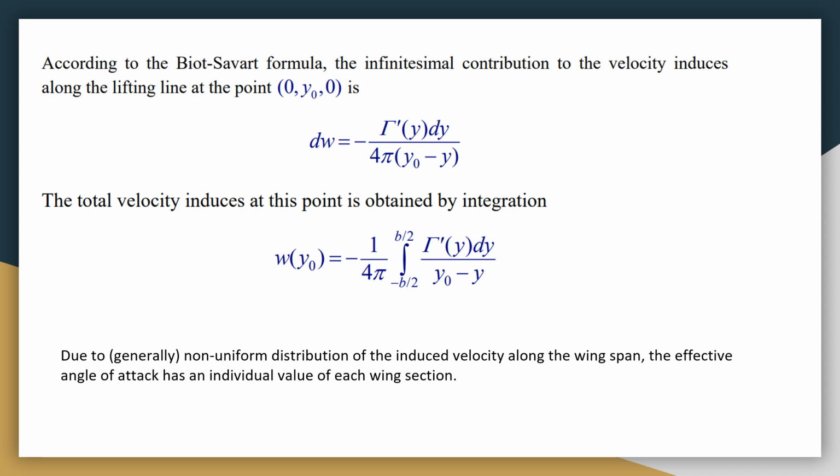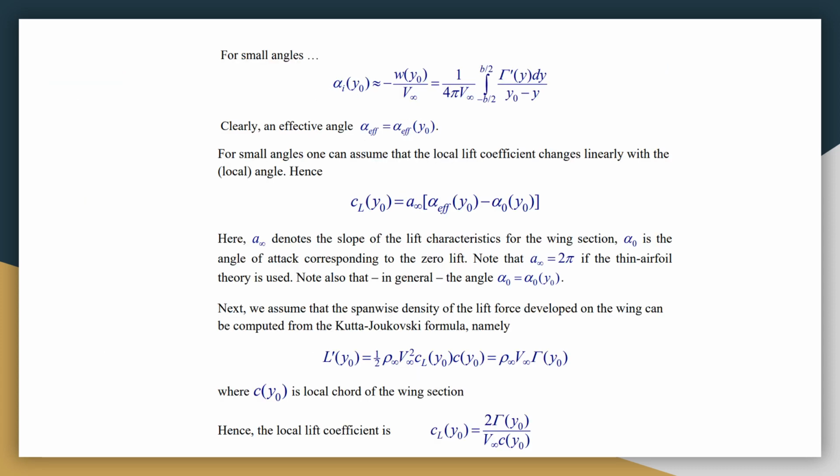Due to the general non-uniform distribution, the induced velocity along the wingspan and the effective angle of attack have an individual value at each wing section. We know the effect of downwash on the local flow over the local airfoil section of a finite wing: alpha equals alpha effective plus alpha induced. For small angles, alpha induced at y naught is nearly equal to minus w at y naught divided by the free stream velocity V infinity, equal to 1 by 4 pi V infinity times the integral from minus b by 2 to plus b by 2 of gamma dash y dy upon y naught minus y.